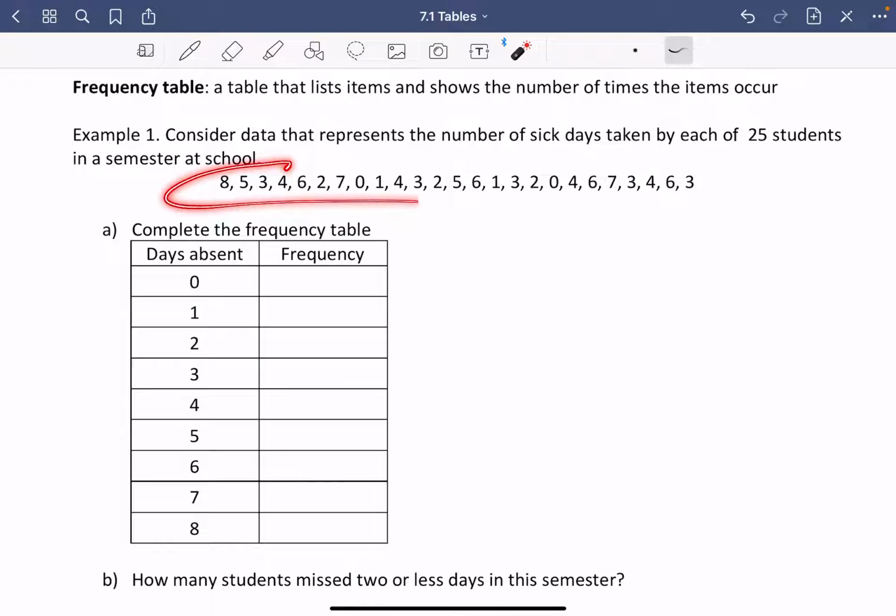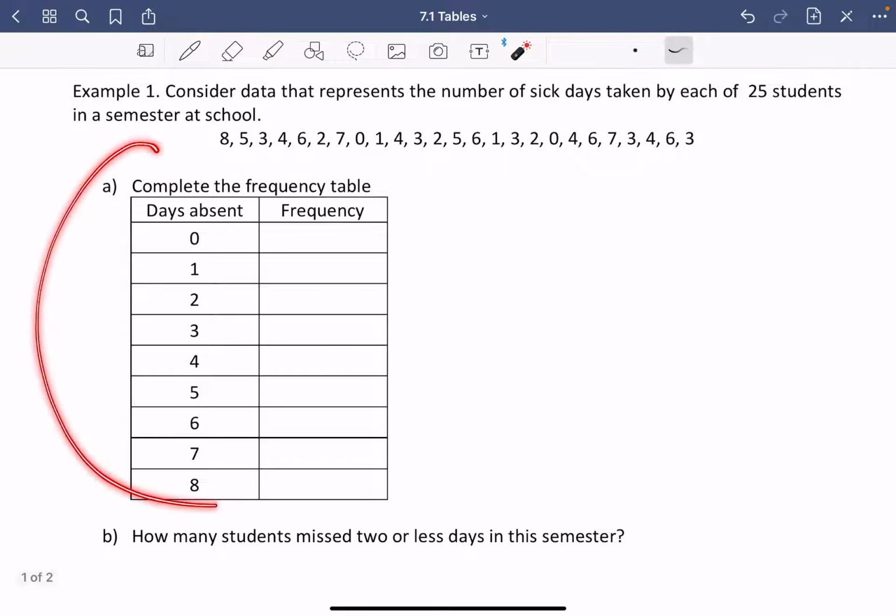Consider the data below, these ones, that represent the number of sick days taken by each of 25 students in a semester at school. So these numbers represent the days that they were absent. For example, the first student was absent for 8 days in this semester, and the second one was absent for 5 days. Now, our part A is to complete the frequency table.